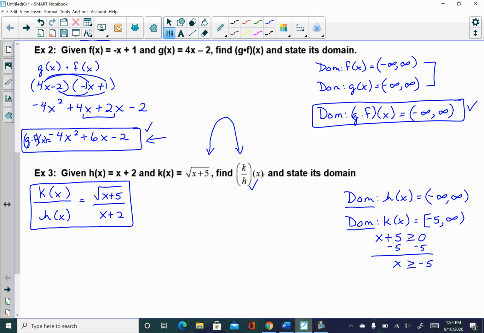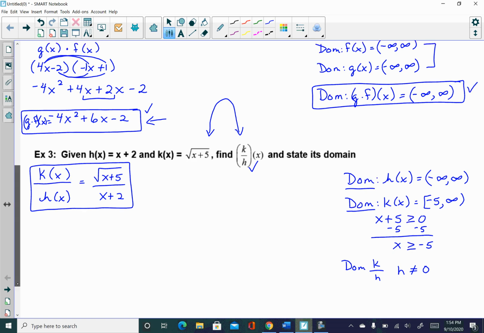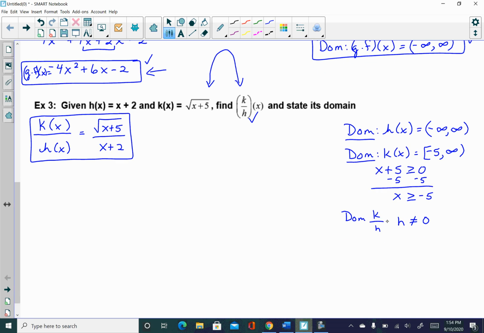Think about the domain of this function. The domain of k over h, sorry, we were finding k over h. The domain of k over h means that h here cannot equal 0, right? My denominator here cannot equal 0, because if the denominator equals 0, my function's undefined. So I need to figure out where the denominator would equal 0. So I say x plus 2 cannot equal 0. That's a quick solve. Just subtract 2 from both sides. So x cannot equal negative 2.